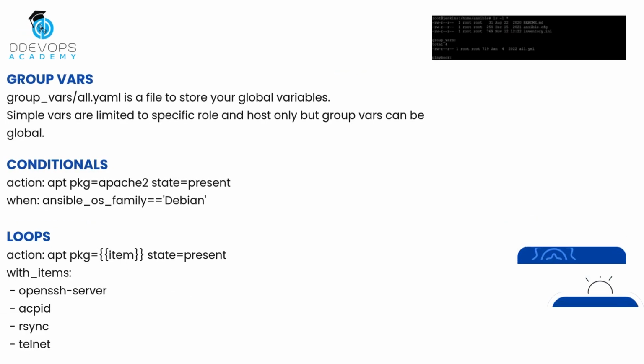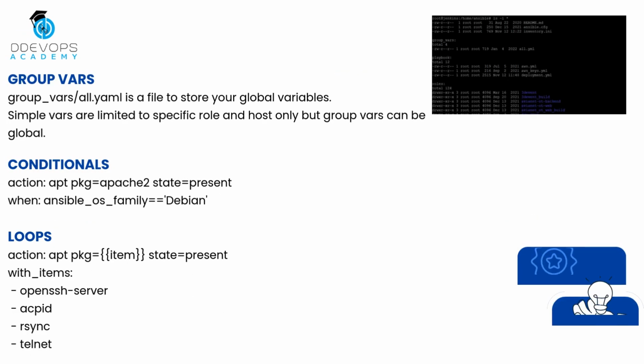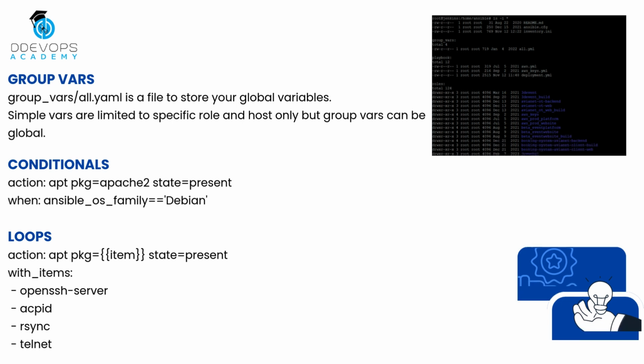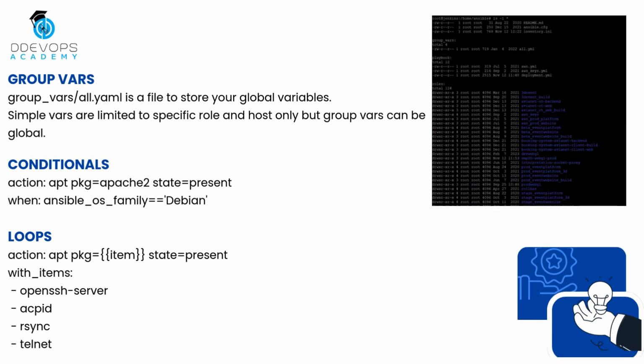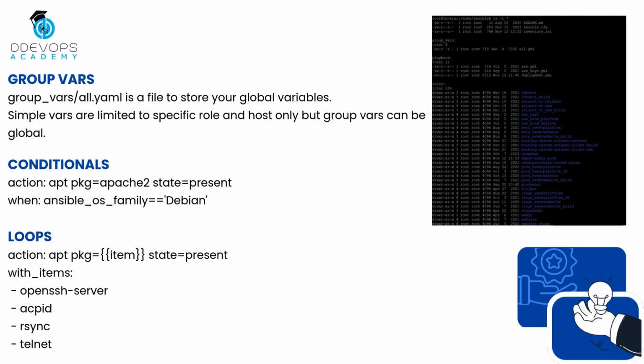In Ansible, group variables let you define shared settings for multiple hosts. You store them in group_vars/all.yaml, making them accessible across roles and inventories. Conditionals allow tasks to run only when specific criteria are met, for example, installing Apache only if the OS family is Debian. Loops help repeat tasks efficiently. Instead of writing separate install commands, you use with_items to iterate over a list of packages, like SSH, rsync, and telnet. This structure makes your automation smarter, cleaner, and more adaptable.